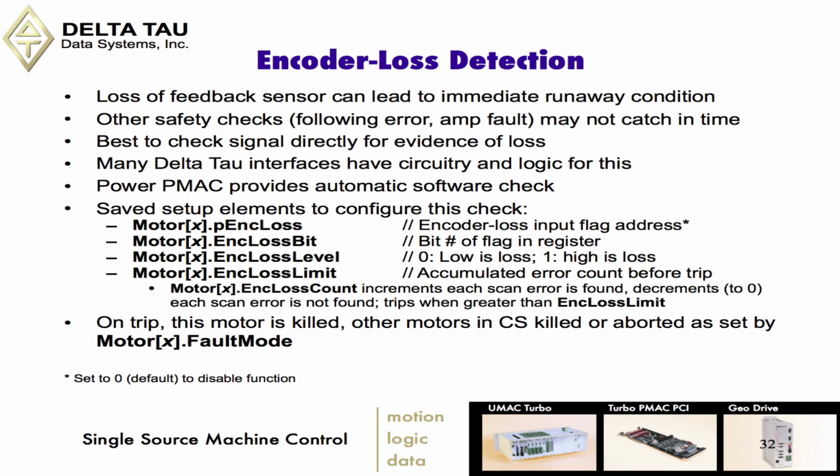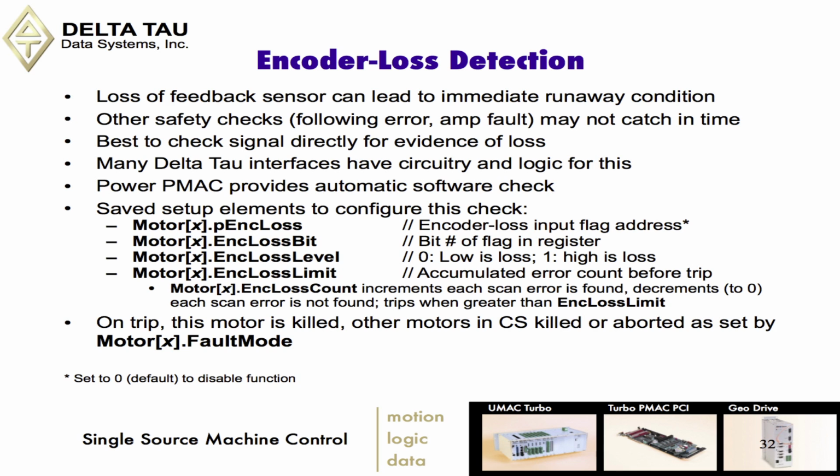Encoder loss detection. This is another feature that Power PMAC has. So the loss of the feedback sensor will almost assuredly lead to a runaway condition, or could lead to a runaway condition. In many cases, it will. There's other safety checks like following error, amplifier fault that might not catch it in time. So you would want to know if there was a complete loss of the feedback. And so we can check directly on almost all of the Power PMAC Axis accessories that have an encoder input, have the ability to check for encoder loss.